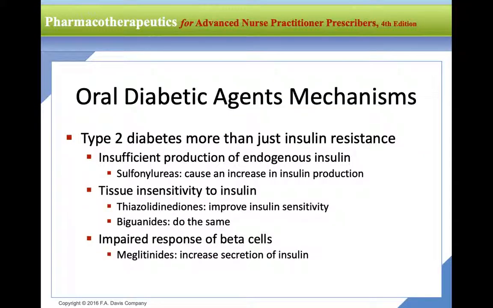So here's part 2 of our endocrine lecture. We're going to start with oral diabetic agents. So oral diabetic agents, for the most part, are only used for type 2 diabetes. There are a few that have indications for type 1 diabetes, but you don't usually see those used in that population.